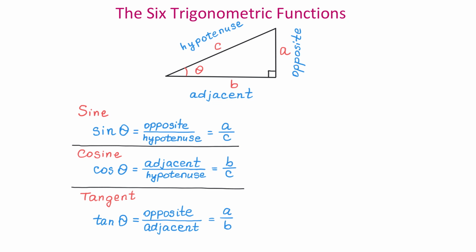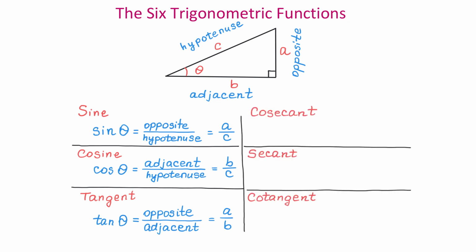So again, here we have three trigonometric functions, and the first one is sine, and sine is the opposite side divided by hypotenuse. Cosine is the adjacent side divided by hypotenuse, and tangent is the opposite side divided by adjacent. Now let's talk about the rest of the trigonometric functions. They are called cosecant, secant, and cotangent.